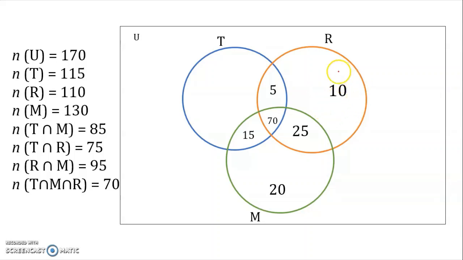So, etong 10, okay, eto yung mga radio only. Etong 20, eto yung mga magazine only yung ginagamit. Okay? Kasi wala sila dun sa intersection. So, mga bilang ng tao na magazine only, eto 20. Mga bilang ng tao na radio only, yung pinagkukuha na ng balita, ay 10 only. Ay 10, I mean. Okay?